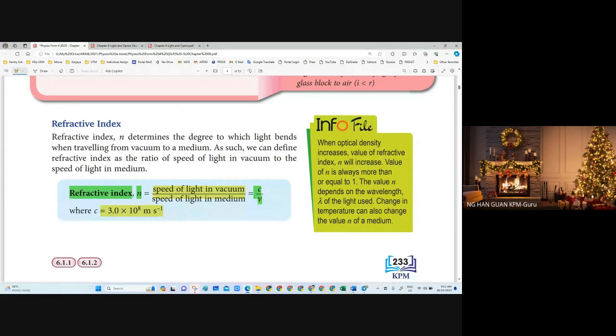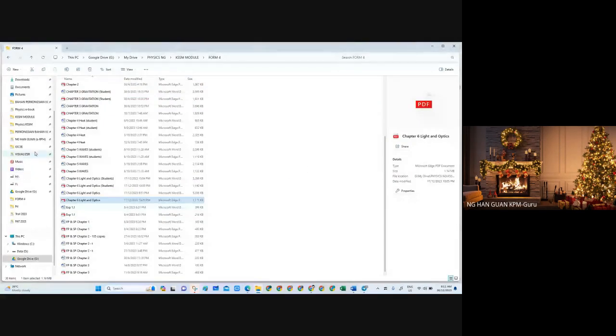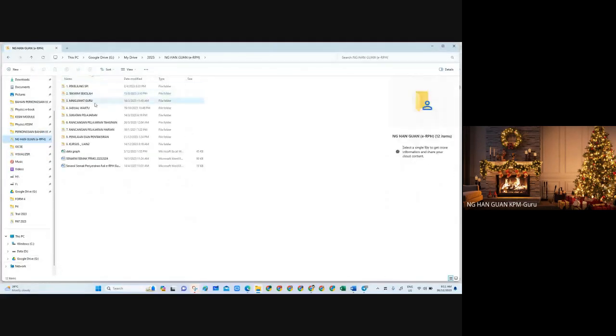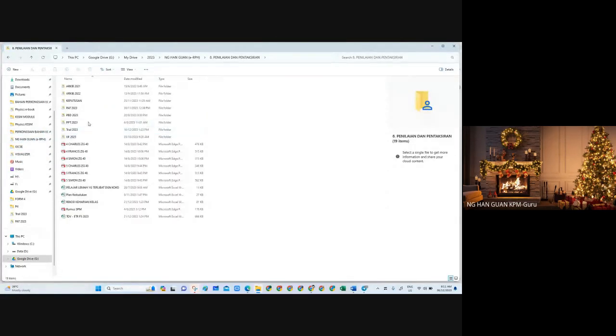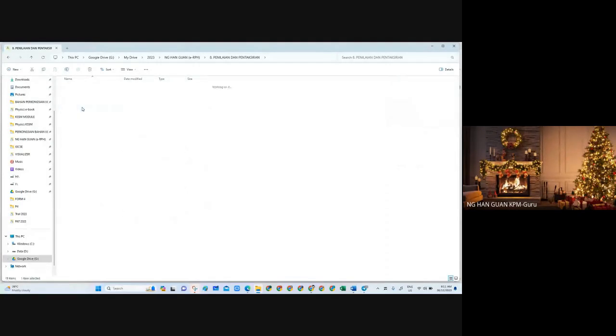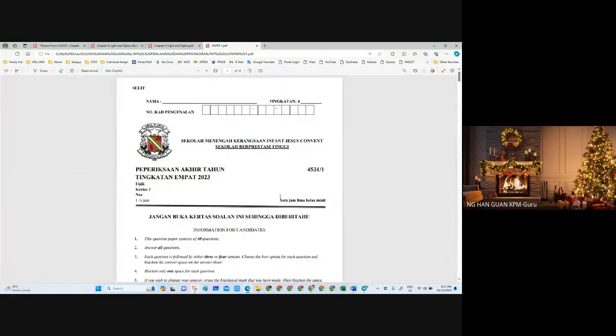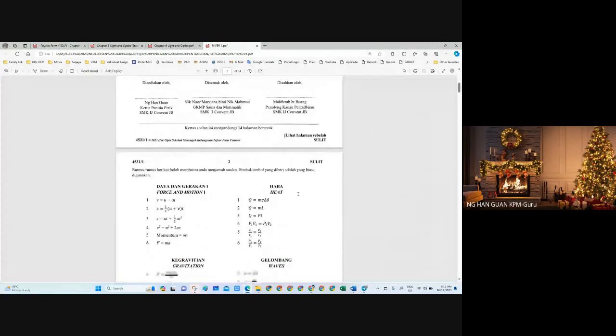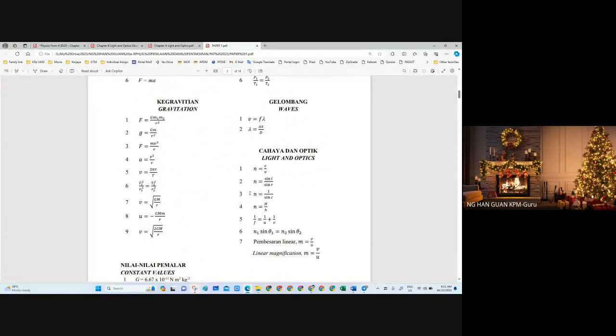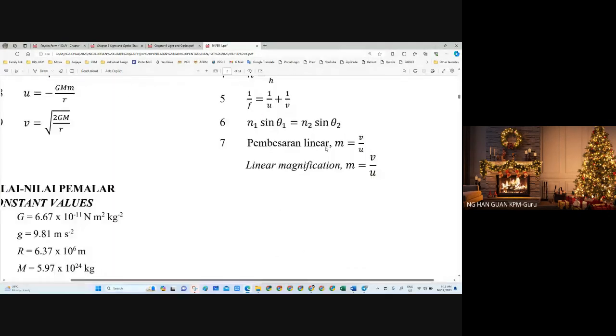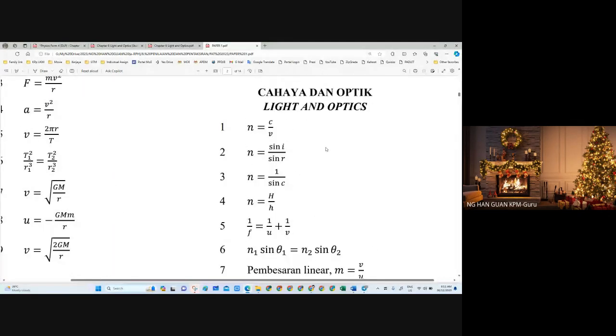When you look at the list of formula during the exam, for example, you look at this formula list. For chapter 5 here, this follows the SPM standard, as I repeated many times. So from here you can see all of these are looking for the refractive index.